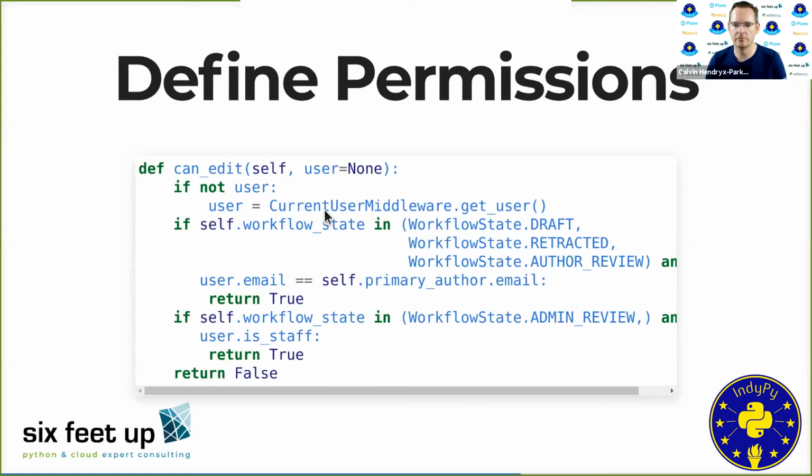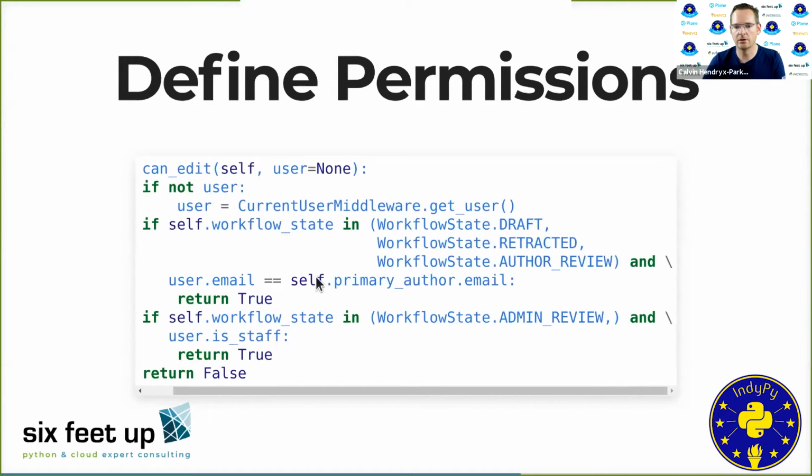So in our case, we created a custom middleware that will determine if you're running a management command, for example, it would try and find your user ID from the server and use that as your username. And based on who you are on the server and who your user lines up to inside the actual application, we can now determine if, for example, the workflow state is in draft, retracted, or author review, and the current user is the author, then great, you are allowed to edit.